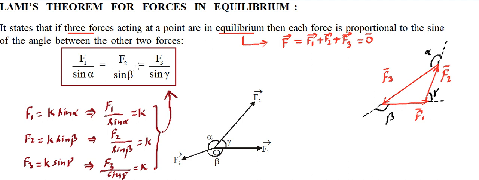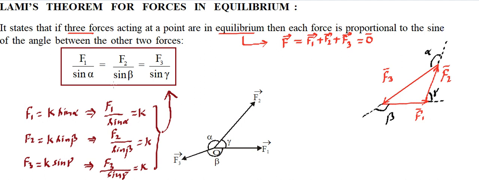So this is going to be Lami's theorem. Lami's theorem is for equilibrium cases. The three forces have to be there, and they should be in equilibrium. If this is the case, then f1 divided by sine alpha is equal to f2 divided by sine beta is equal to f3 divided by sine gamma, where alpha, beta, gamma are the angles that have been shown over here.